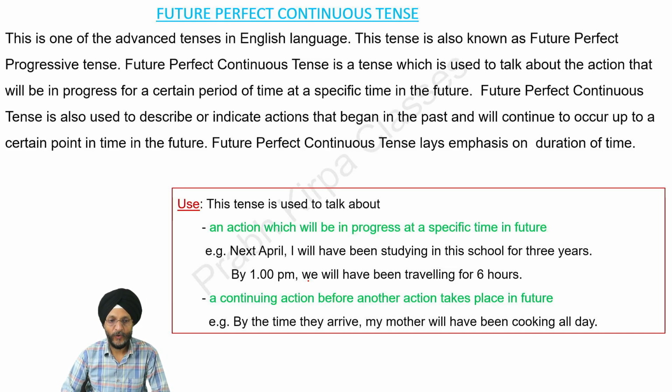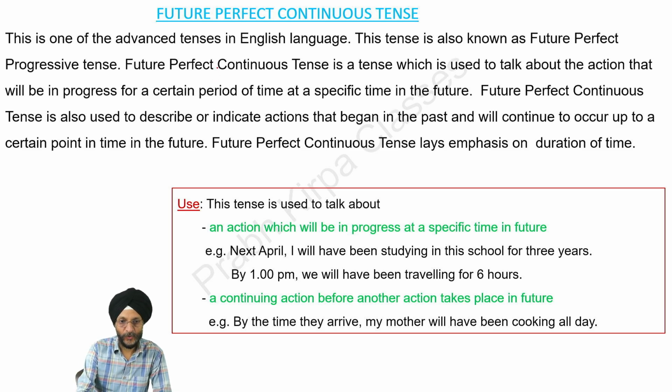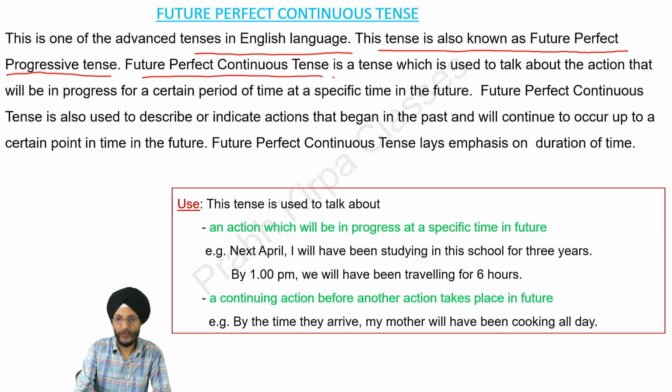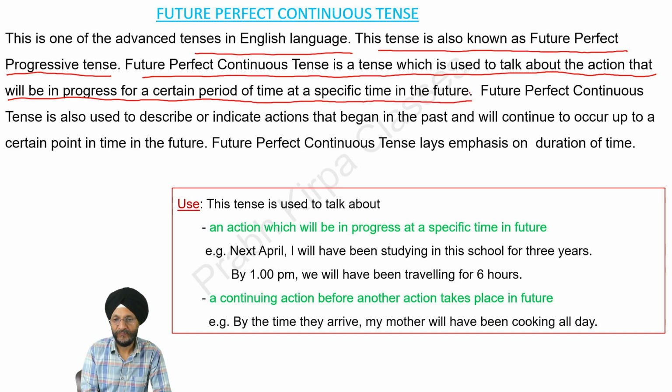Future perfect continuous tense. This is one of the advanced tenses in the English language. This tense is also known as future perfect progressive tense. Future perfect continuous tense is a tense which is used to talk about an action which will be in progress for a certain period of time at a specific time in future.